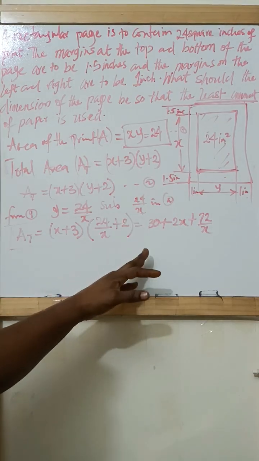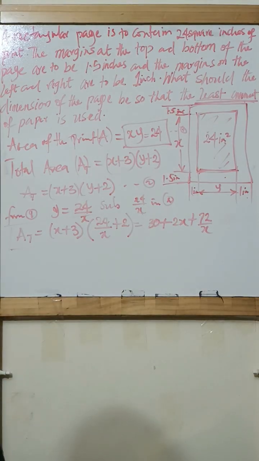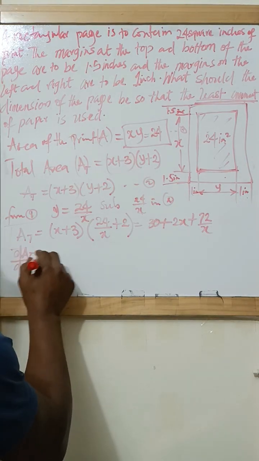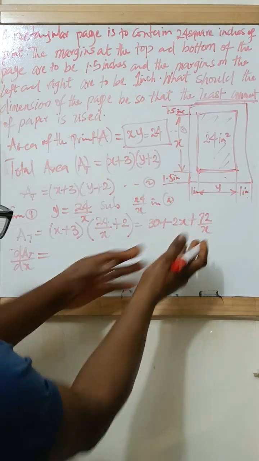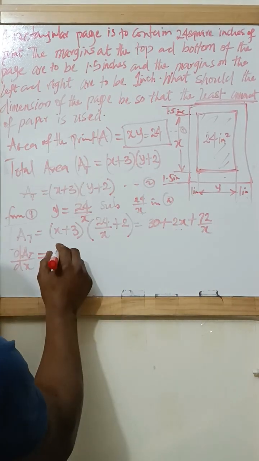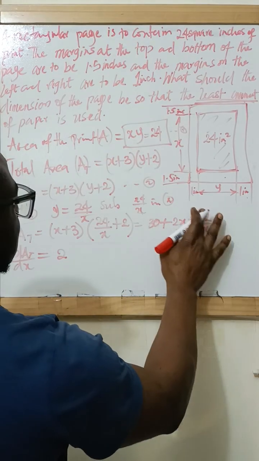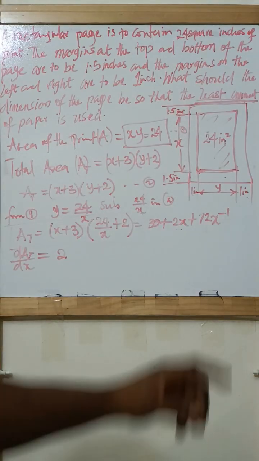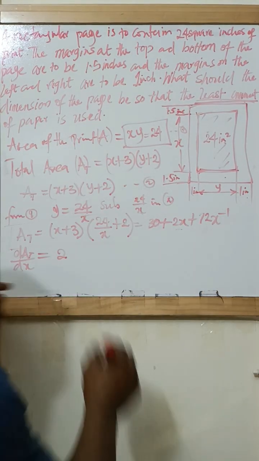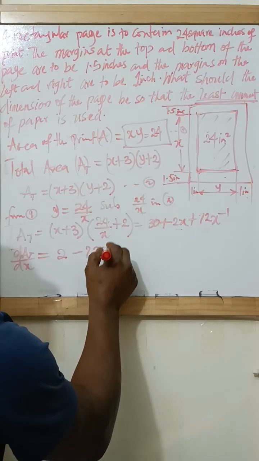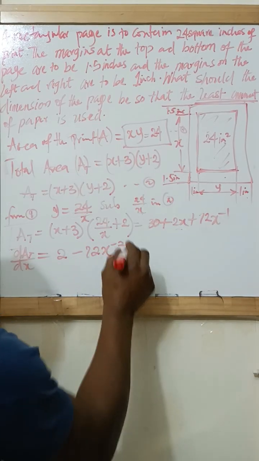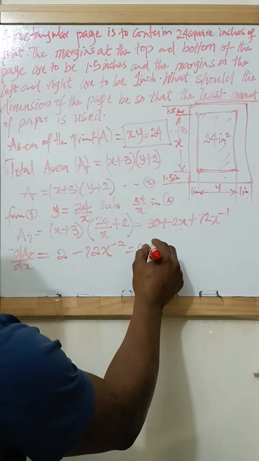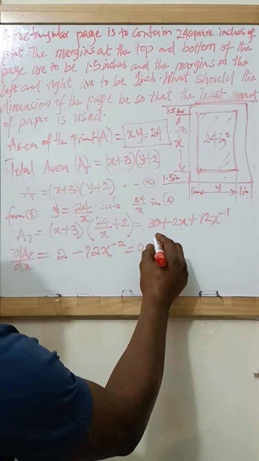So now that we have this, we want to find the dA/dx. Differentiating this, it will become 2. And this is the same thing as 72 x raised to the power minus 1, right? So if we use this to multiply this, that will be minus 72. Then x minus 1 from here, that will be minus 2. If we equate this to 0, what's going to happen?